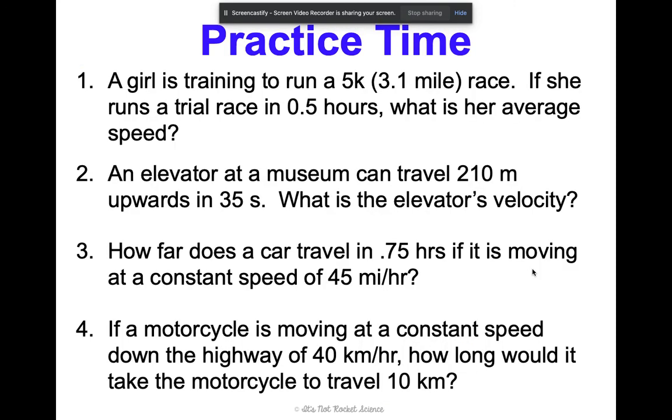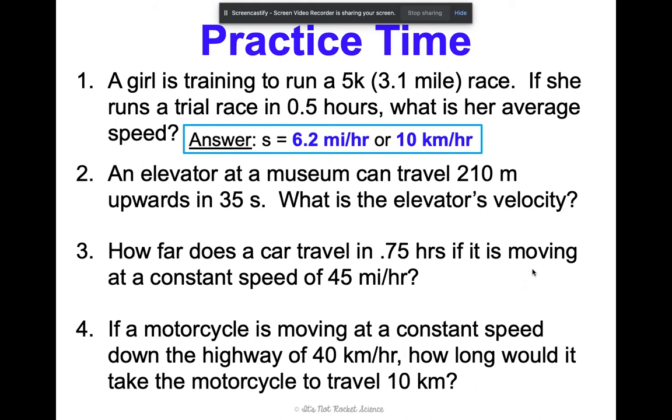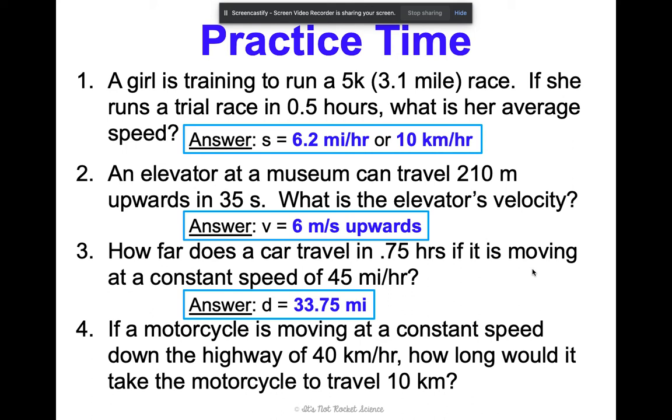So I'll have you go ahead and go through these practice problems real quick. Go ahead and pause, and then I will give the answers briefly. So answers for number 1, number 2, number 3, and number 4.